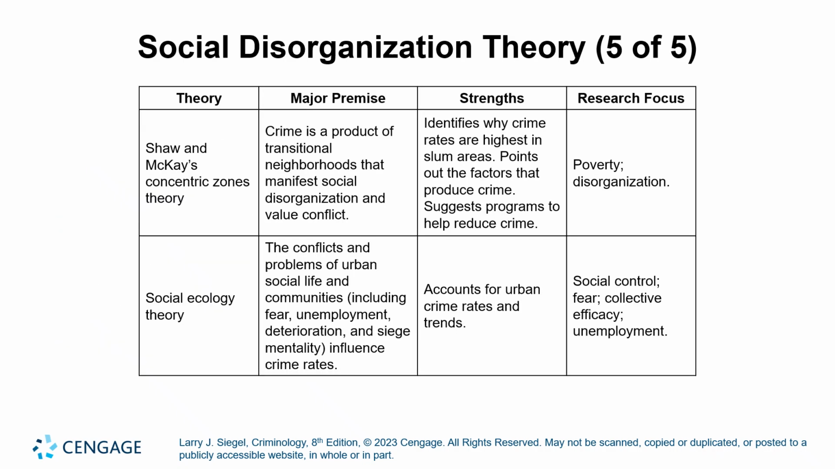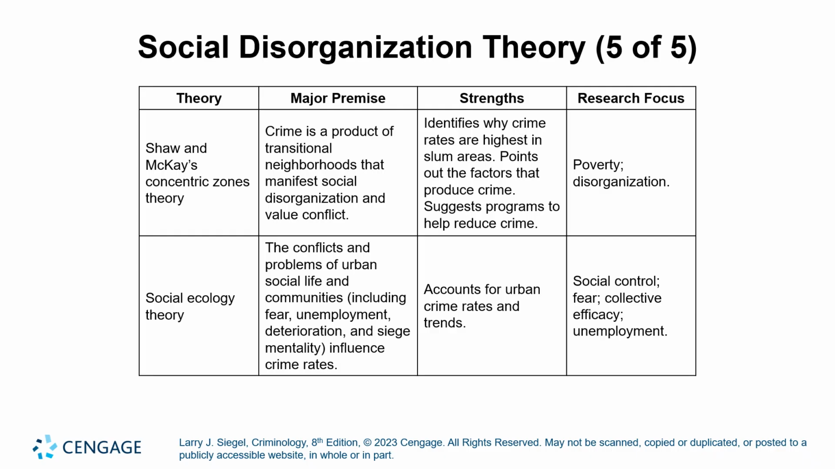So here we're summarizing the two major approaches within social disorganization theory. Shaw and McKay's concentric zones theory argues that crime is a product of transitional neighborhoods where poverty and disorganization weaken shared values and social control. One strength of this approach is that it explains why crime remains concentrated in certain areas and helps guide prevention programs.